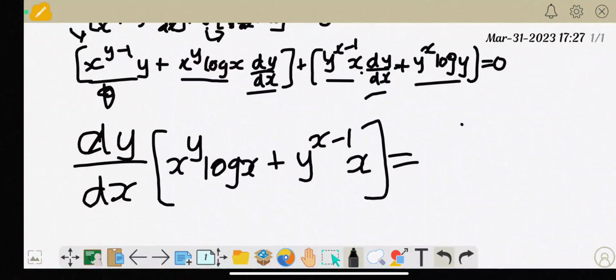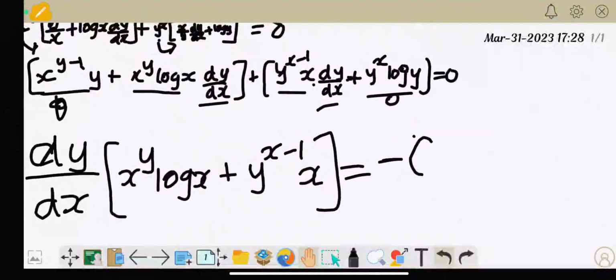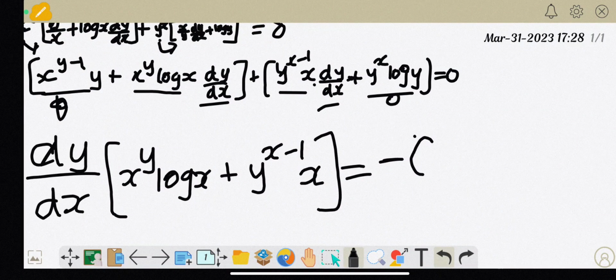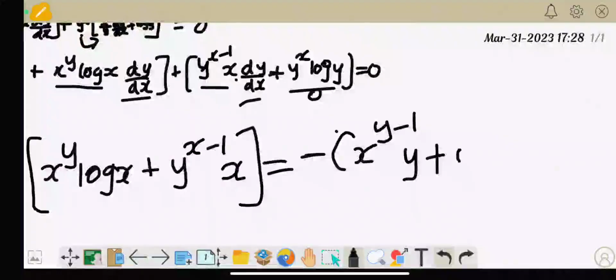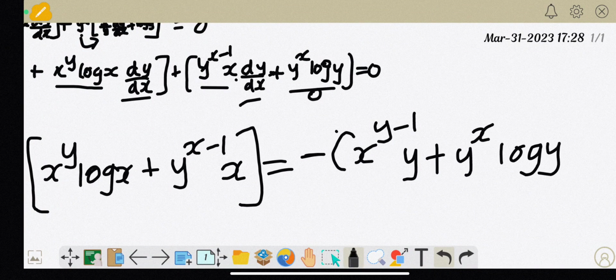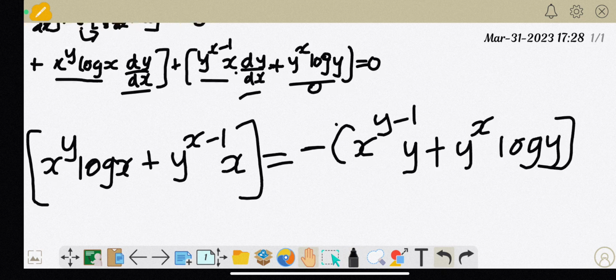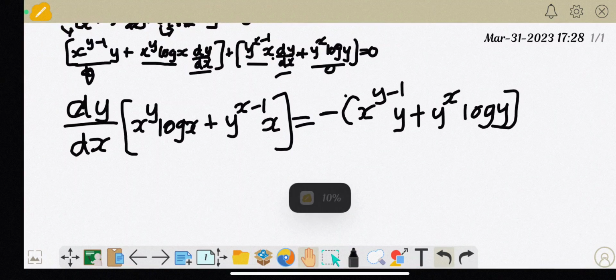These two we have to send to the right hand side. Correct. So minus of, those both terms are positive, so that's why I'm taking common minus. So x to the power y minus 1 into y plus y to the power x log y. Correct. So next, final answer, how can we write?